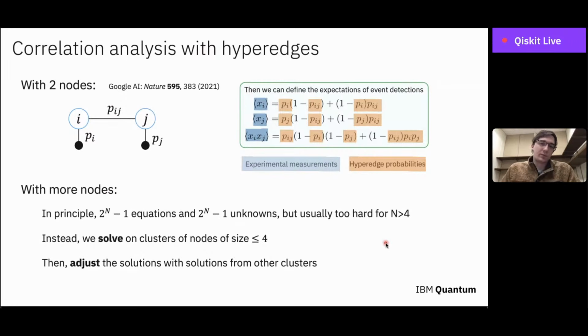So instead, what we do is we solve these equations on what are called clusters of nodes, where we just assume that nodes in the cluster exist. So clusters of size 4, just assume that these 4 nodes exist, and we just end up with 15 equations, 15 unknowns. Solve that. And then you can adjust the solutions you get from that with solutions from neighboring clusters. Okay, so that's roughly how it works, and I'm not gonna explain more, but you could look at my papers if you want.